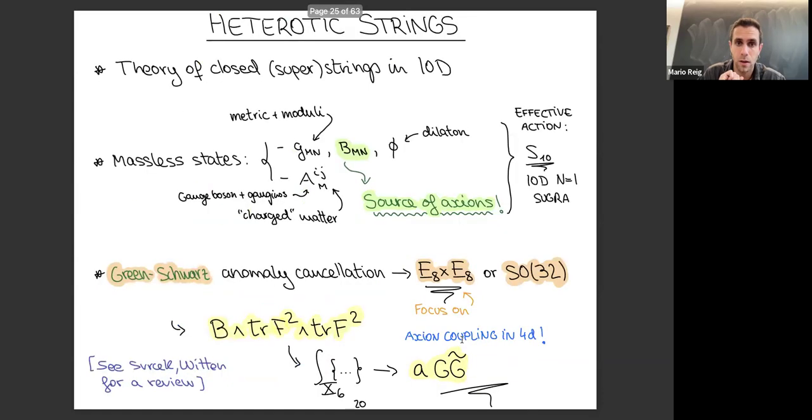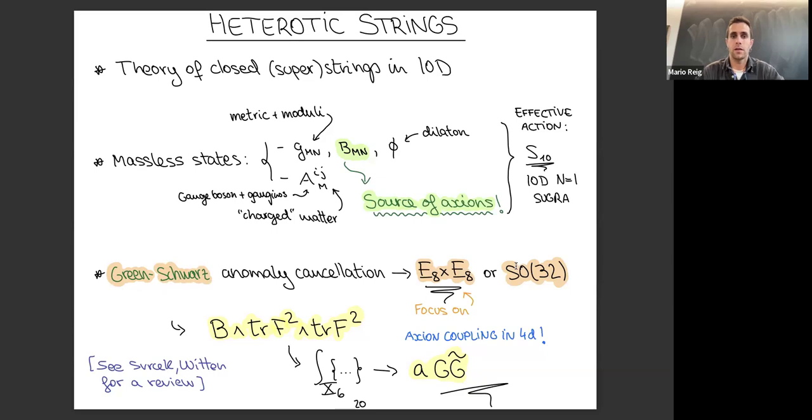Good. So just a very quick summary about heterotic strings. I just need to know that it is a theory of closed superstrings in 10 dimensions. And the most important concept is that the anomaly cancellation mechanism that Green and Schwarz discovered fixes the UV gauge group to be E8 cross E8 or SO(32).